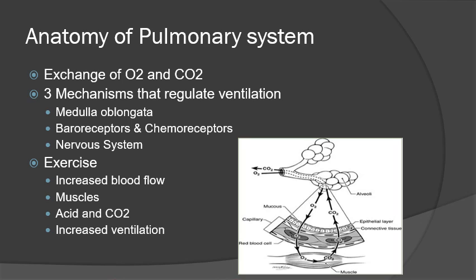And the other thing you're going to have is the acid and CO2 produced by vigorously exercising muscles, which is going to cause a reflexive increase in ventilation. So the acidity in the blood is going to go up along with your carbon dioxide levels, which is going to cause a reflexive increase in ventilation, because the chemoreceptors in the carotid bodies are going to be stimulated.